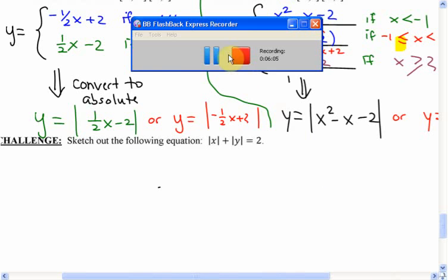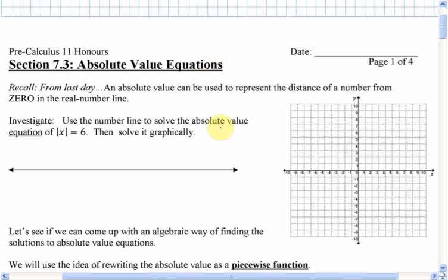Wait. Stop recording this. I want us to come back to this idea of what absolute value actually is. It's used to represent the distance of a number from 0 in the real number line. So if I asked you to solve this question now, the absolute value of x equals 6, if you were to use this number line, what would the answers be? You're saying what value of x is 6 units away from 0?